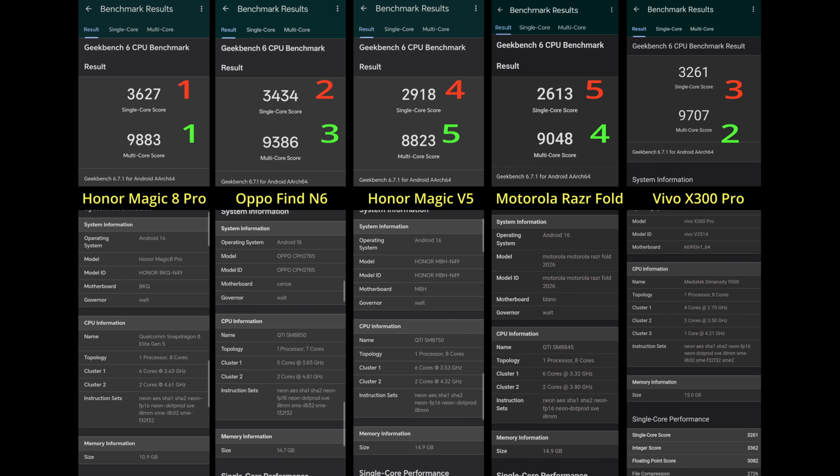But I just want to point out, looking at these scores again, who should always win in everything? It looks like the Magic 8 Pro, because it has the Snapdragon Elite Gen 5, and it scores the highest in benchmarks. And then second place should be a toss-up between the Oppo Find N6 and the Vivo X300 Pro and its Dimensity chip, followed by the Razr and then the V5, and they might trade off just looking at those scores. Now, I've always said benchmarks don't tell the whole story.